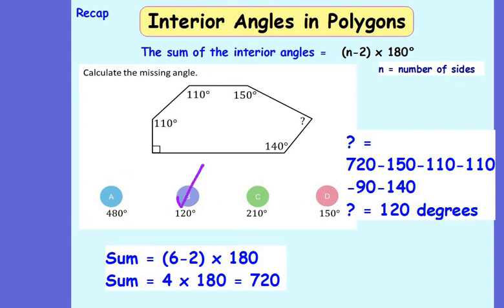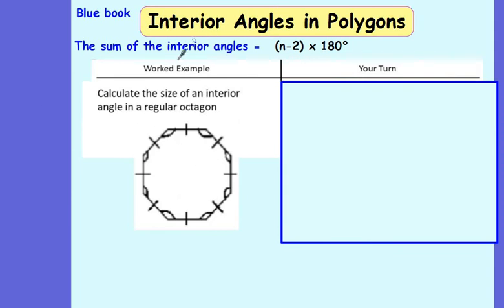Okay, let's voyage into some new territory. We know the sum of the interior angles was n minus 2 times 180. I've been asked to calculate the size of an interior angle in a regular octagon. Evie, what does a regular octagon mean? What does that word regular mean when we talked about regular polygons? Exactly, all the angles are the same and all the sides are the same.